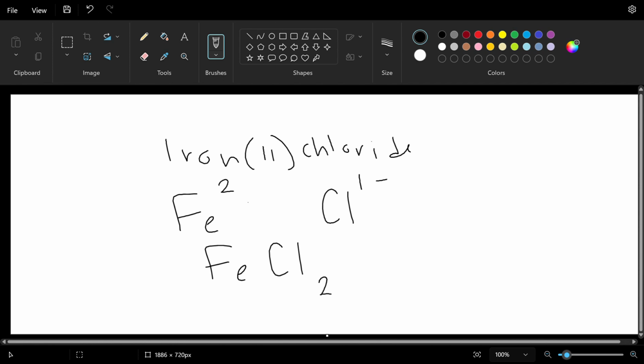Another thing to keep in mind is that if you have the same charges, so if chlorine would also have a charge of 2, they would cancel out, and you would not write a subscript, so it would just be FeCl. And if you have a situation where you can simplify, then you would do that. For example, if the 2 were a 4 and the -1 were a 2, you divide both of them by 2, and this would end up being a 2 and this would be a 1. So that would be your answer for this scenario.